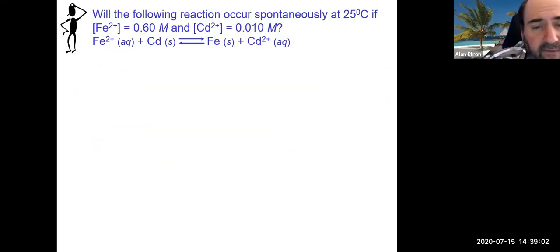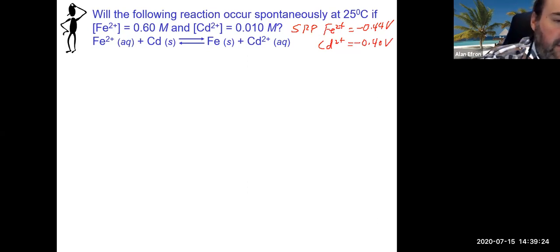Let me give you the SRP values. The SRP for iron 2, same as what we just had, I think, is minus 0.44 volts. And for cadmium, it is minus 0.4 volts. All right, so will the following reaction occur spontaneously at 25 degrees Celsius if the iron 2 is 0.6 and the cadmium 2 is 0.01? Take a couple minutes to see what you come up with.